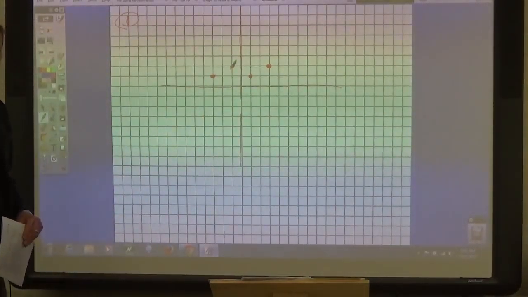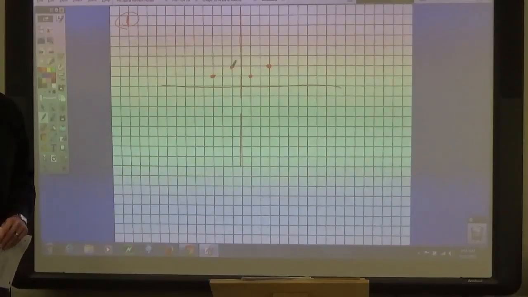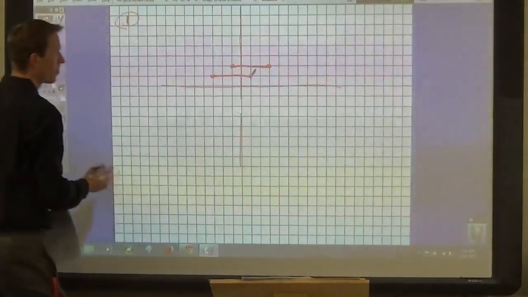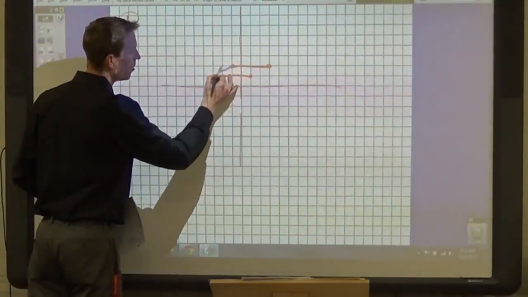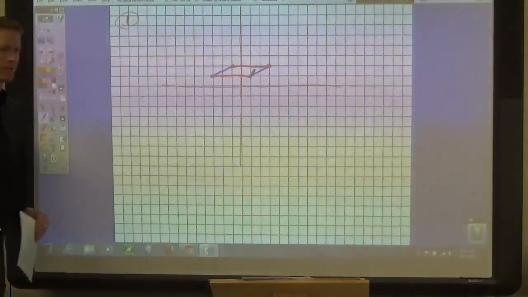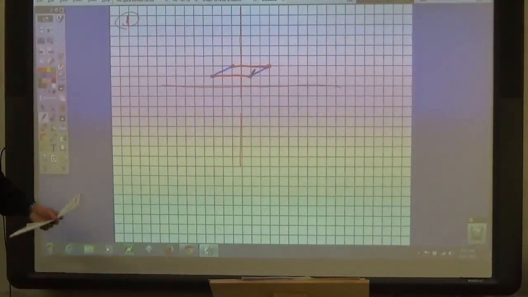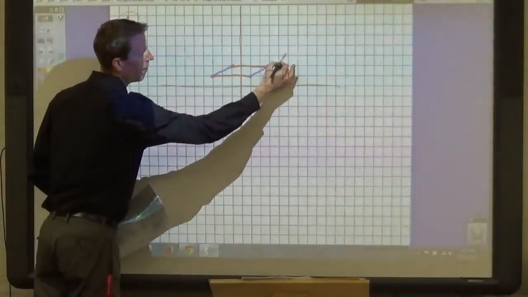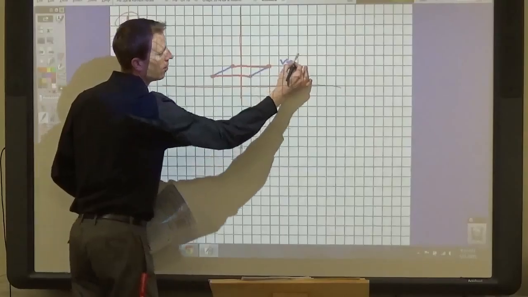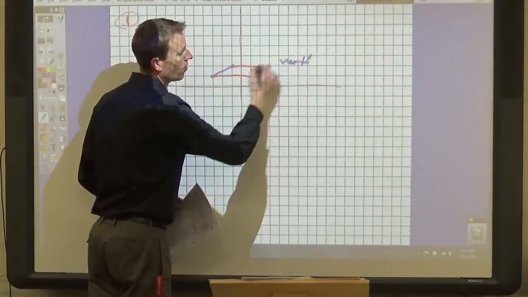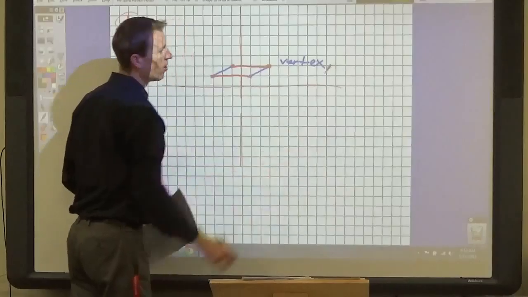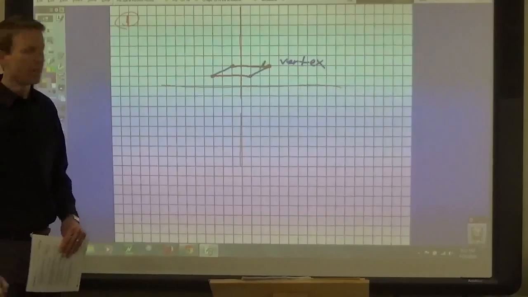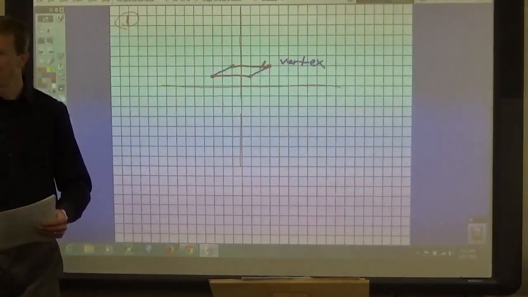Now, we should connect these so that it forms a parallelogram. So these two lines have to be parallel, and these two lines have to be parallel. Right? Each one of these corners is called a vertex. Or actually, they're all called vertices. The single one is called a vertex because it forms an angle. All right? More than one is called vertices.